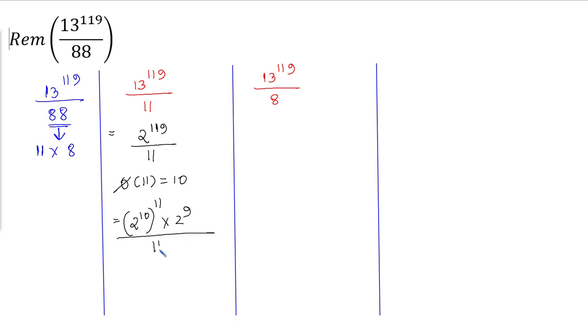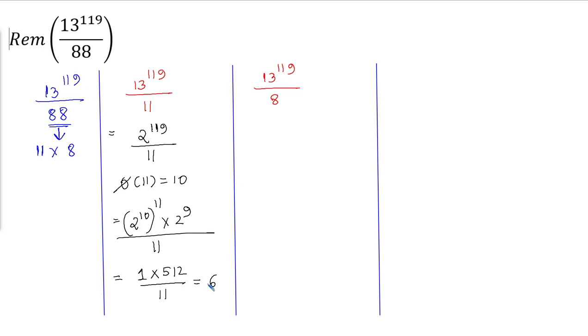Over here the remainder is 1 because the Euler of 11 is 10 in the power of 2, into 2 to the power 9 is equal to how much? 512. If we divide it by 11, the remainder is going to be how much? The remainder is going to be 6. Now after this we are going to divide 13 to the power 119 by 8.